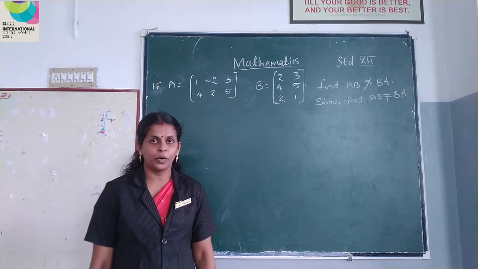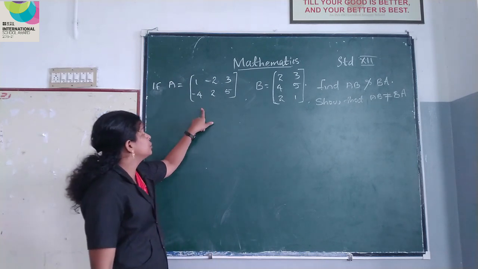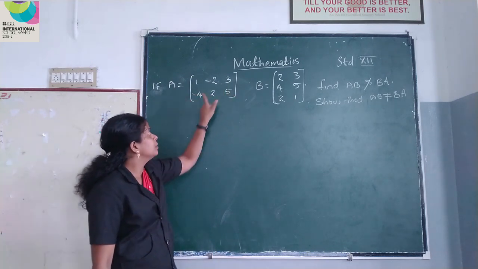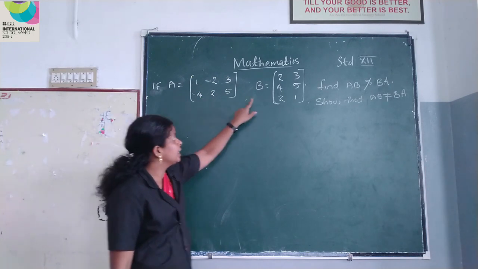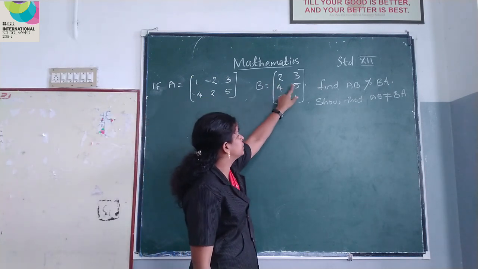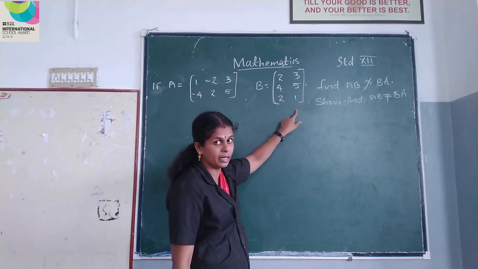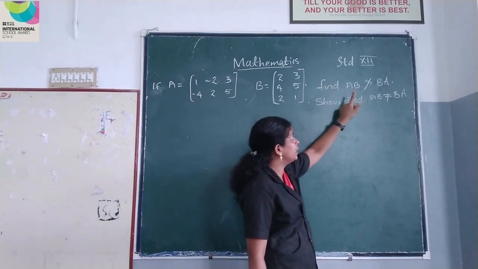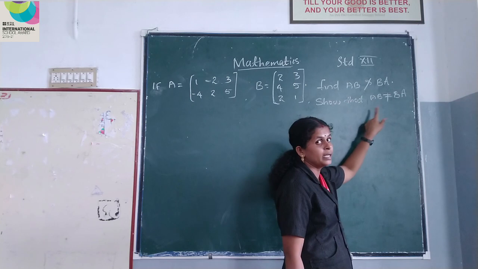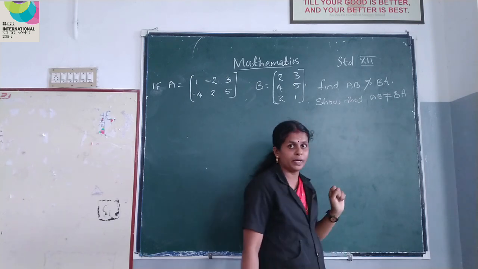Next, let's do a problem. If A is equal to the matrix [1, -2, 3; -4, 2, 5] and B is equal to the matrix [2, 3; 4, 5; 2, 1], then find AB and BA. Show that AB is not equal to BA.